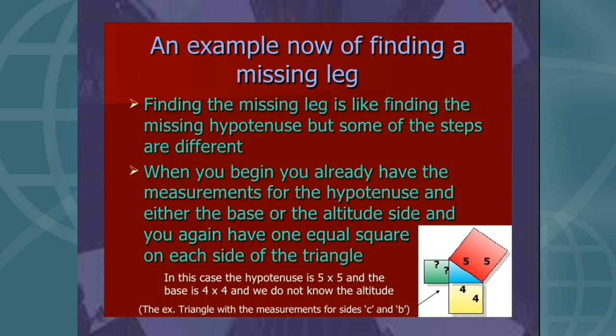When you begin, you already have the measurements for the hypotenuse, and either the base or the altitude side, and you again have one equal square on each side of the triangle. So in this case, the hypotenuse is 5 times 5 and the base is 4 times 4, and we do not know the altitude. So in the example triangle with the measurements for sides C and B, as we see in the right side triangle, since we have the value of the hypotenuse, which is 5, the base is 4. Okay, so we're going to find the value of the altitude.